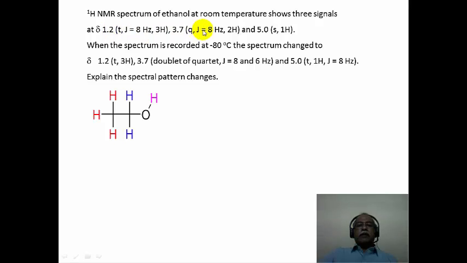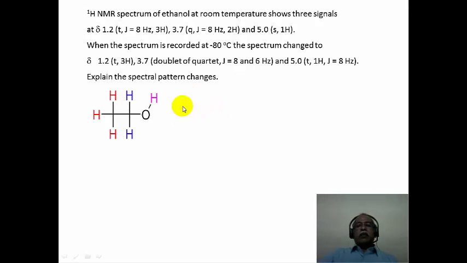Here the pattern is easy to explain. That methyl group comes as a triplet because of two adjacent hydrogens, and the methylene group comes as a quartet because of three adjacent hydrogens. This hydrogen does not couple because it rapidly exchanges, and the positional character of this hydrogen is questionable under the conditions of rapid exchange. So one does not see the coupling between the methylene hydrogens and the magenta hydrogen here.